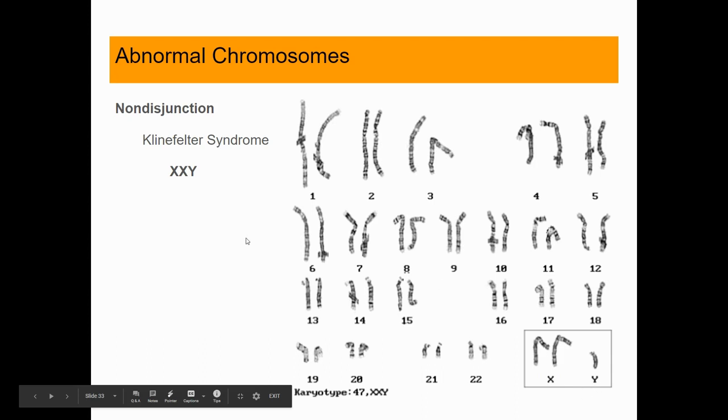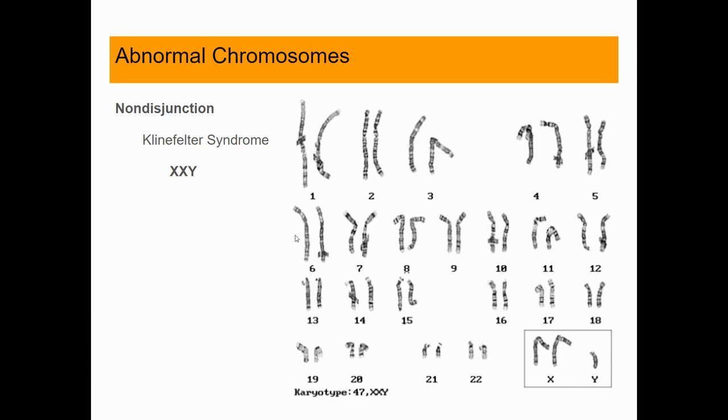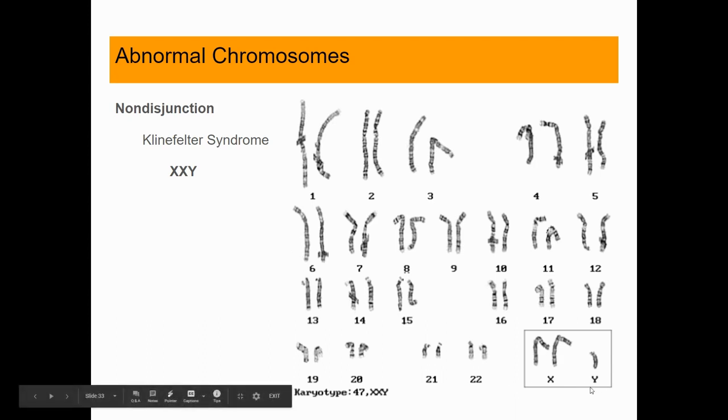People like this generally look like a guy, but have some feminine characteristics as well. But the same rule still applies. If you are a Y, you're a guy. Unfortunately, people who have Klinefelter syndrome are usually sterile because of the double X.